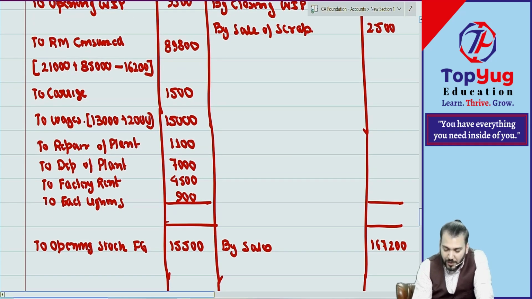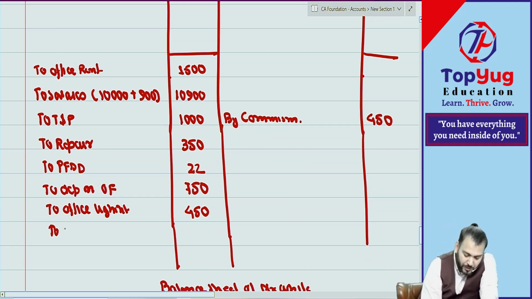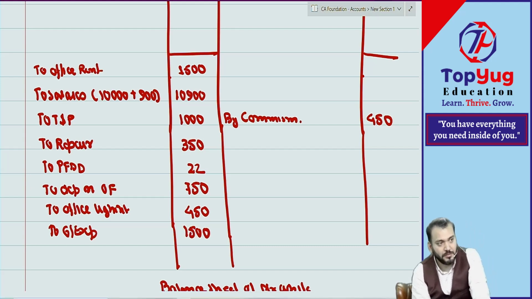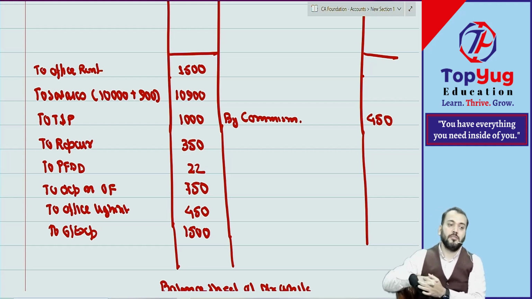General expense will go where? General expense will go to PL. How much general expense? 1,500. Done. Understood the way, the process. If you do in this way, you will never make mistakes. So don't jump.